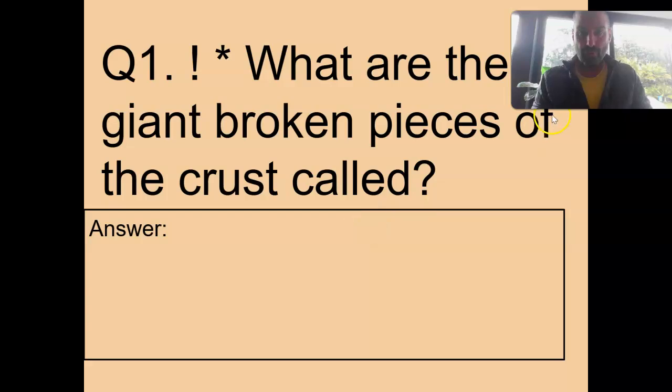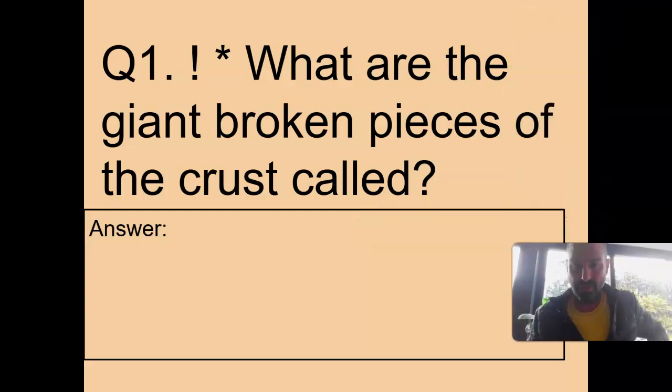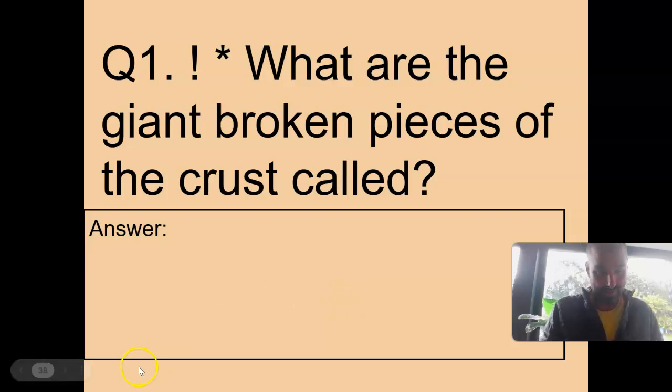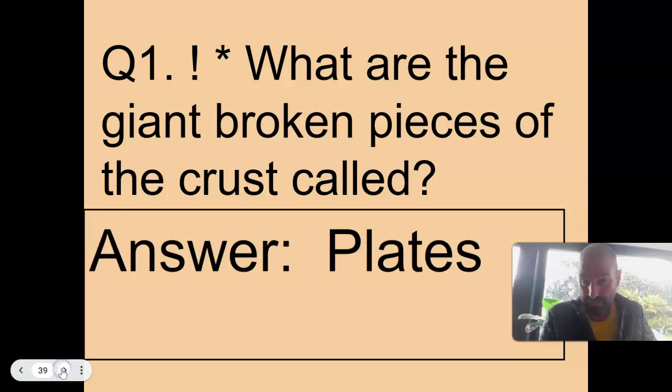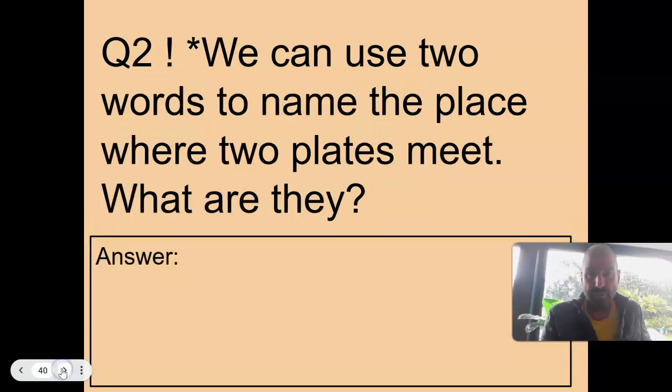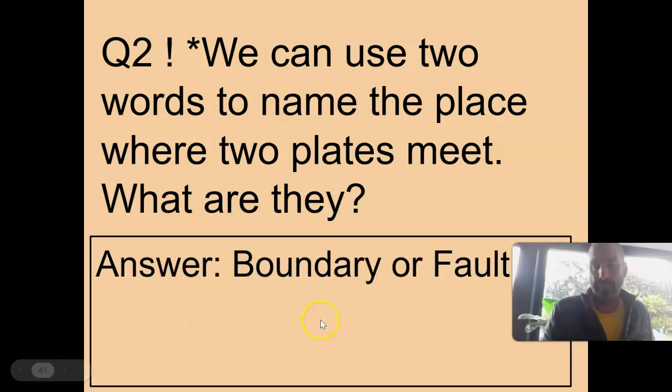What are the giant broken pieces of the crust called? I'm just going to move on, so pause, so I can get this done before it's time. They're called plates. Number 2, we can use 2 words to name the place where 2 plates meet. We talked about where they meet and where they touch. And those 2 words are, in 3, 2, 1, fault and boundaries.